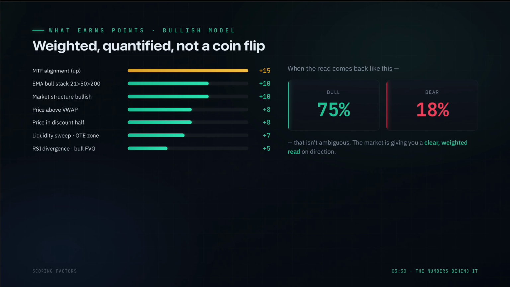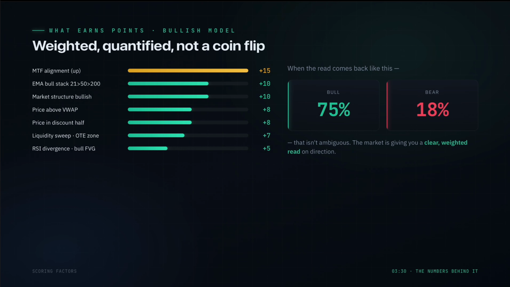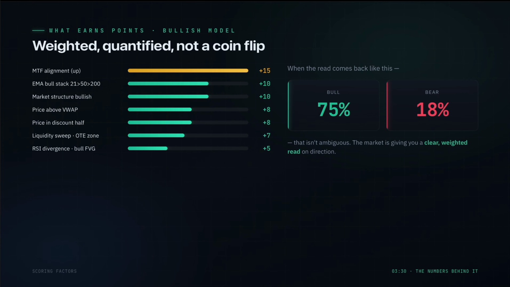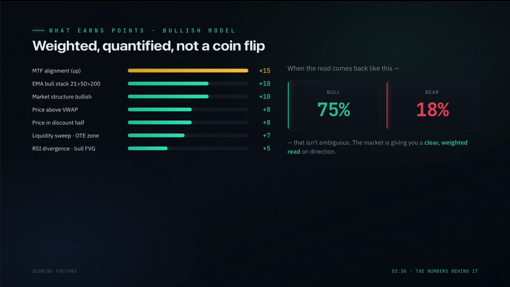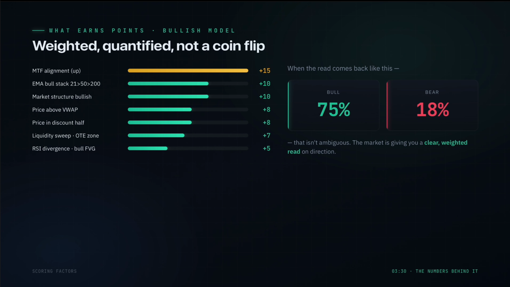So what earns points? The heavy hitters on the bullish side. EMA stacked 21 over 50 over 200 is 10 points. Price above VWAP, 8. A bullish market structure direction is 10. Price in the discount half of the range is 8. A liquidity sweep up or sitting at the OTE zone, 7 each. And the biggest of all, multi-timeframe alignment to the upside, a full 15 points. The bearish model is the exact mirror, so you can see a bull score of 75 and a bear of 80. That isn't a coin flip. It's clear, it's weighted, quantified, and read on direction.